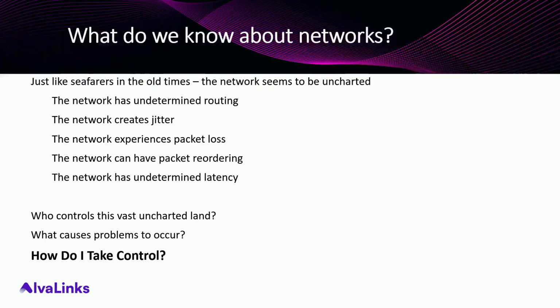Let's start with what we know about the network and how we need to address that. Just like seafarers in old times, the network is uncharted land, just like the sea. You go over the sea, you think you know the routes, you know the currents. Same with the network. Even if you think that you provisioned everything, you still don't know. The network has undetermined routing, whether that is in the cloud or open internet. The network creates jitter. The network experiences packet loss. The network can have packet reordering because it changes routing from time to time, and then some packets are reordered, and we have to take care of that. The network has undetermined latency.